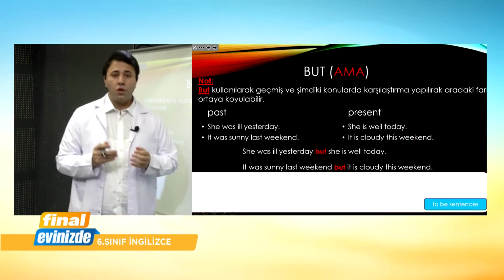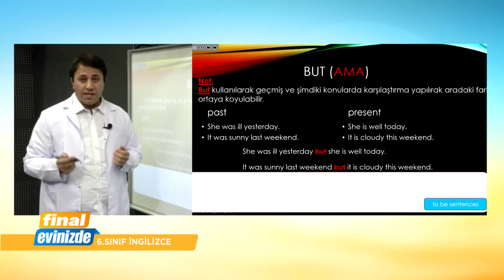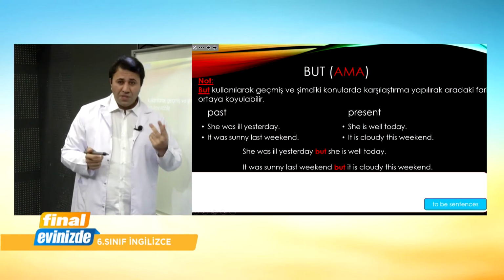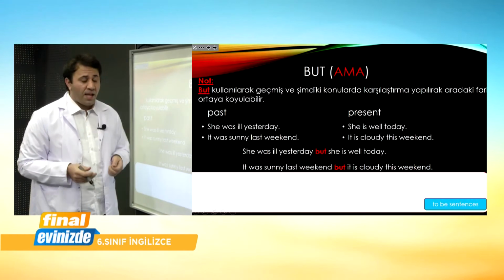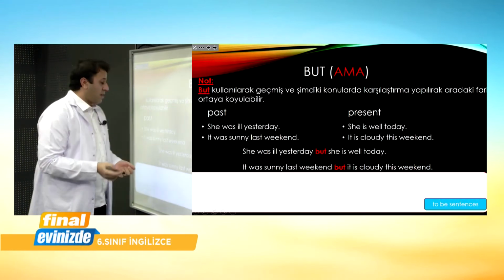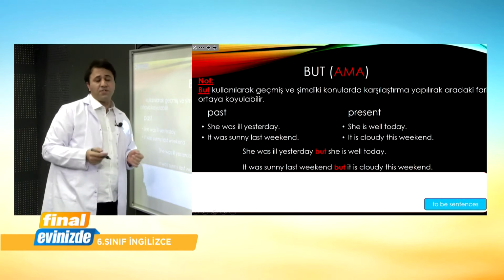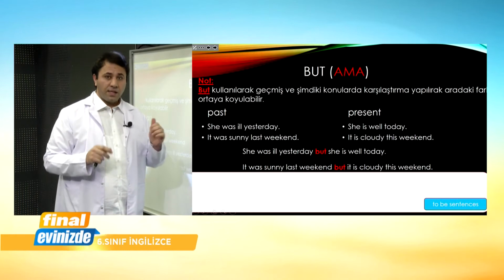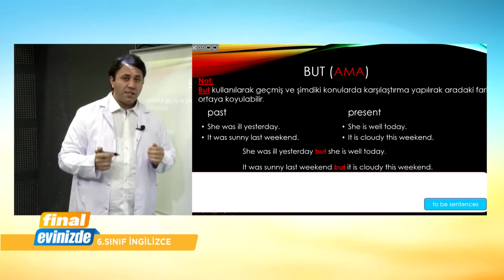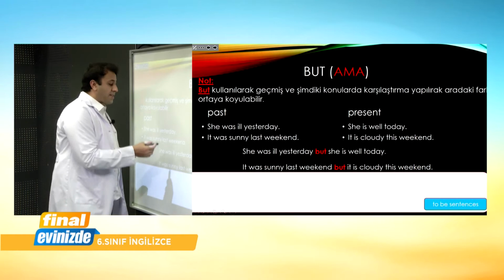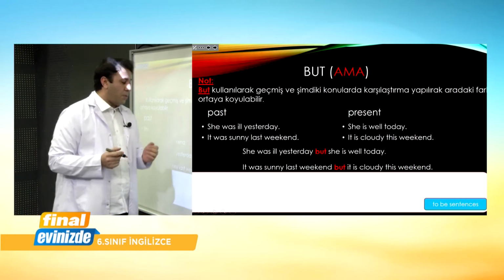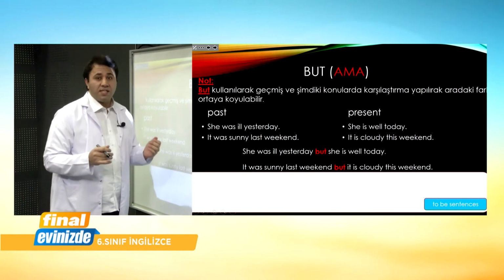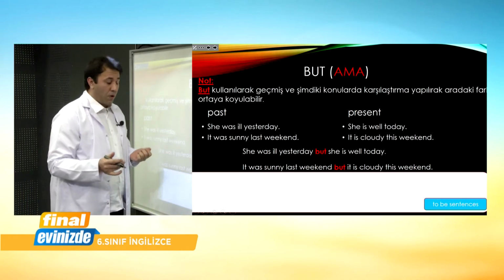If you want to show the difference or contrast, you can use but to show that, all right? Now I'm going to use two sentences in the present and in the past, and I'm going to combine them with but. She was ill yesterday, okay, in the past. She is well today. I want to combine these two sentences, all right? She was ill yesterday, but she is well today. I have showed the difference. She is not ill anymore, all right?